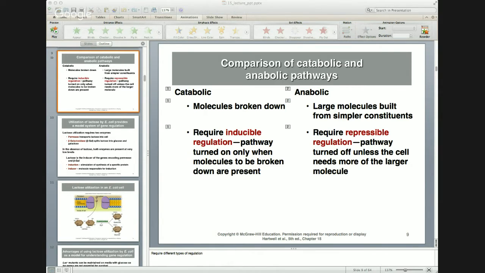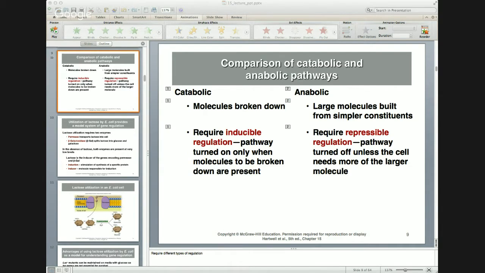So catabolism requires an inducible type of regulation. Inducible means that the genes that are necessary for breaking down these molecules are turned on only when these molecules are present. It would be very inefficient for a cell to have these genes turned on to full expression if they're not needed.